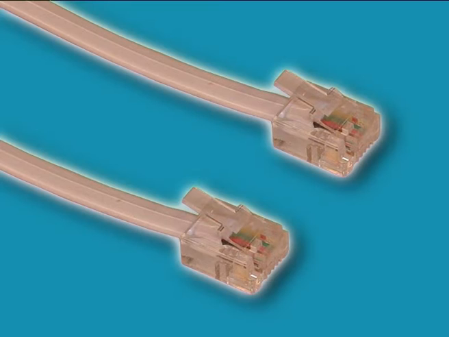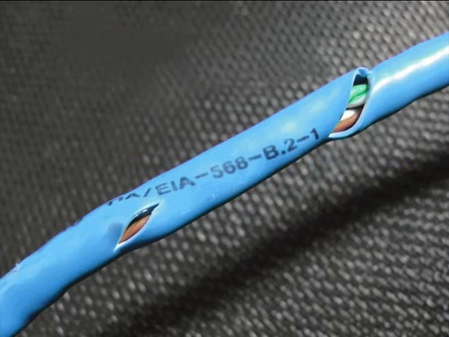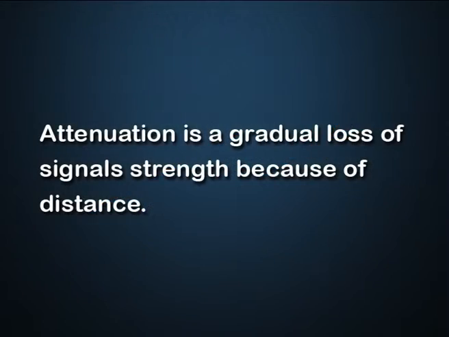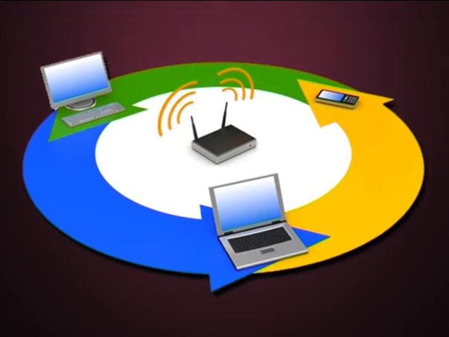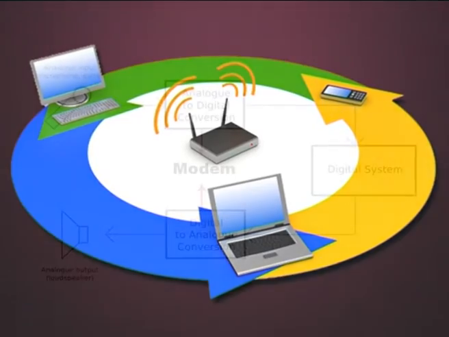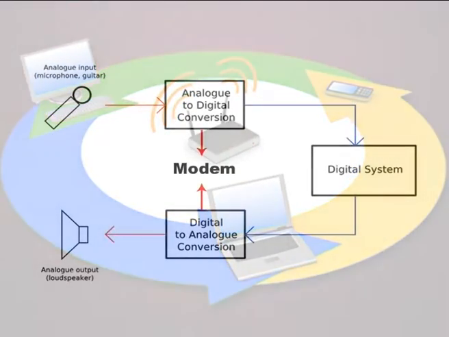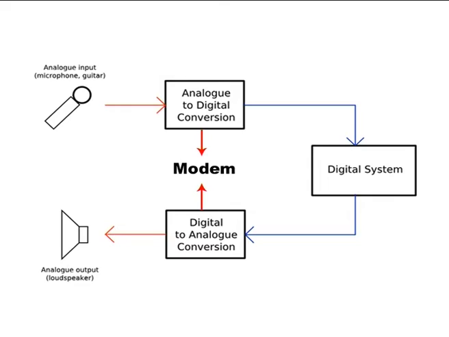As against digital signals, the telephone lines use analog signals which are electromagnetic waves that constantly change. Analog signals are less vulnerable to the problem of attenuation. Attenuation is a gradual loss of signal strength because of distance. Therefore, analog communication has been used for long distance communication. For converting these analog signals into digital signals or vice versa, we need a device called modem.